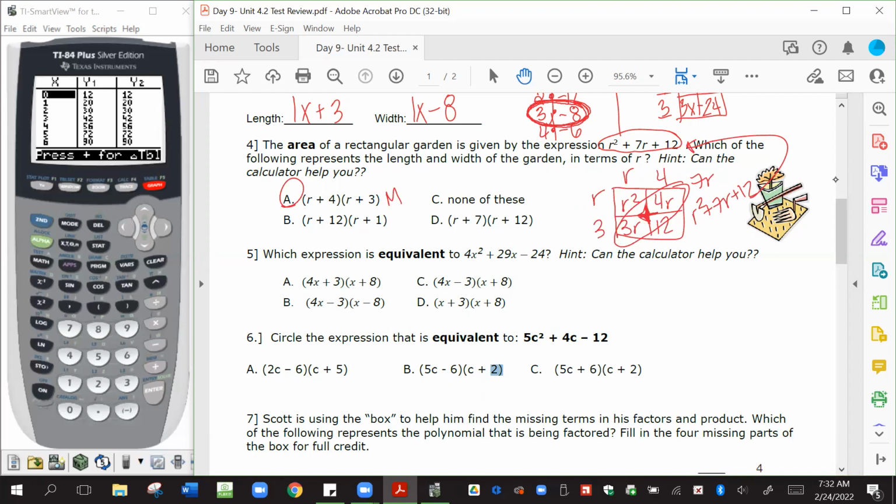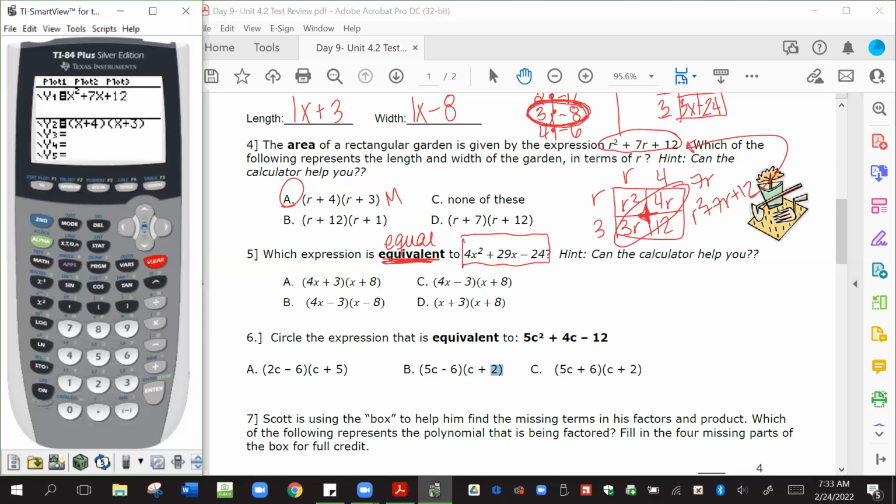All right. Number 5, which expression is equivalent to this one right here? You got to think about, what does the word equivalent mean? And you should say that it means equal. So I would take this one exactly as I see it. Now I put it into the calculator. So I would clear and clear, go back up. 4x squared plus 29x minus 24. Okay, and I'm always going to just start with the top option and go down.